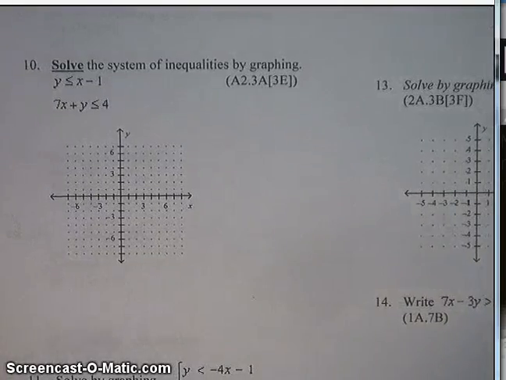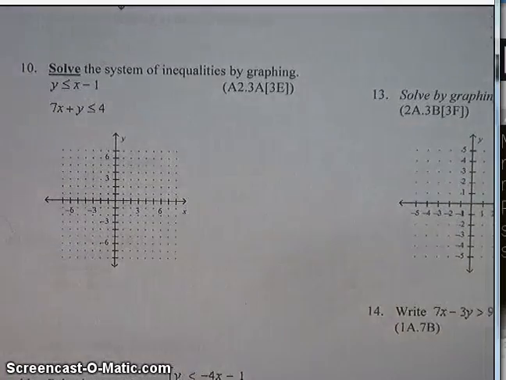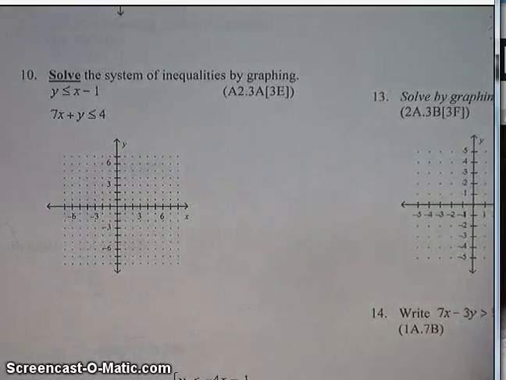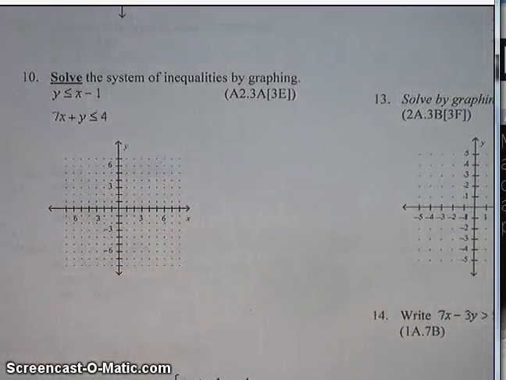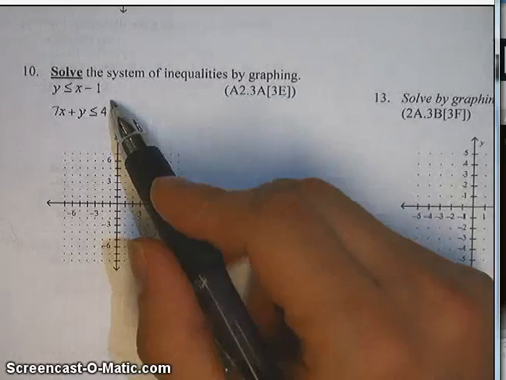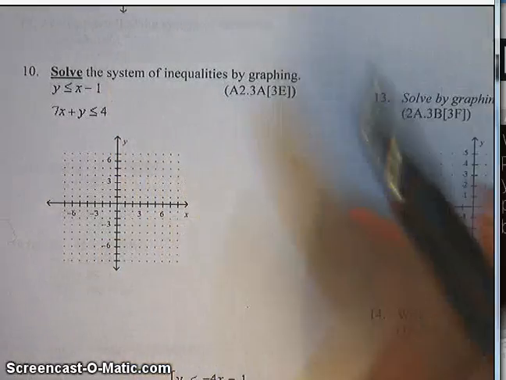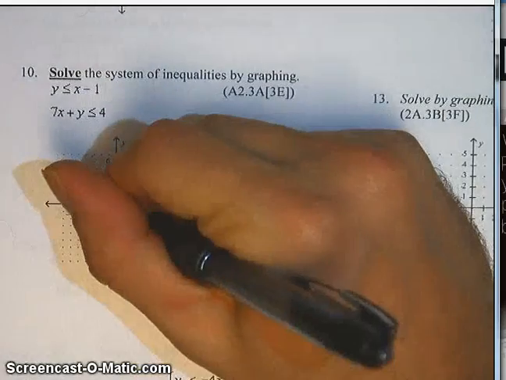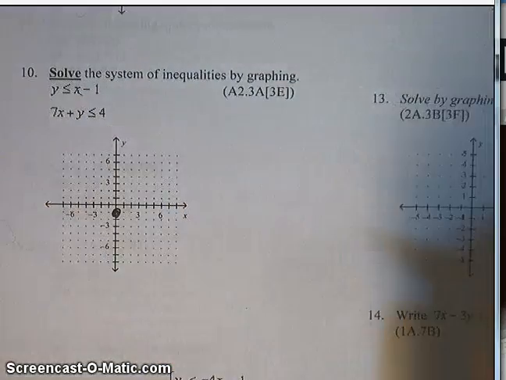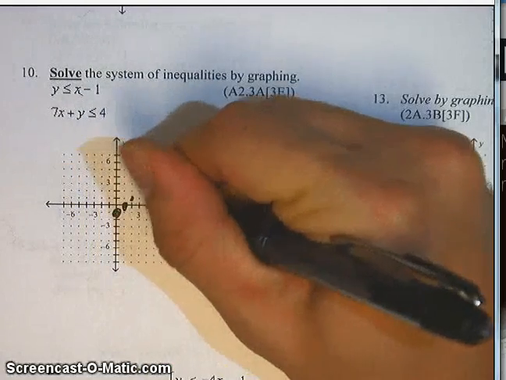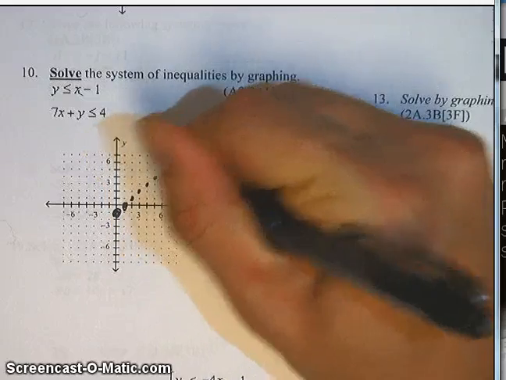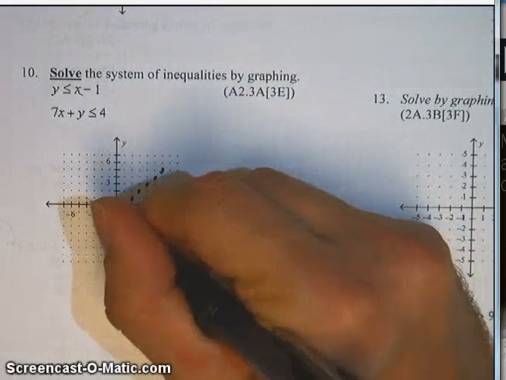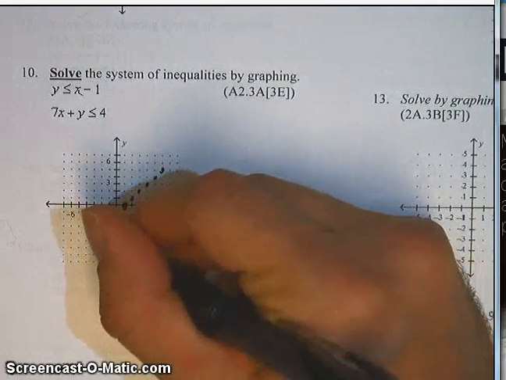On problem number 10 of the Unit 2 test review, we have to solve the system of inequalities by graphing. Now this first equation is easy to graph. Y is less than or equal to x minus 1. Start at the y-intercept at minus 1. The slope of this line is simply 1, so I'm going to go up 1 over 1, up 1 over 1, up 1 over 1, and then down 1, left 1, a whole bunch of times.